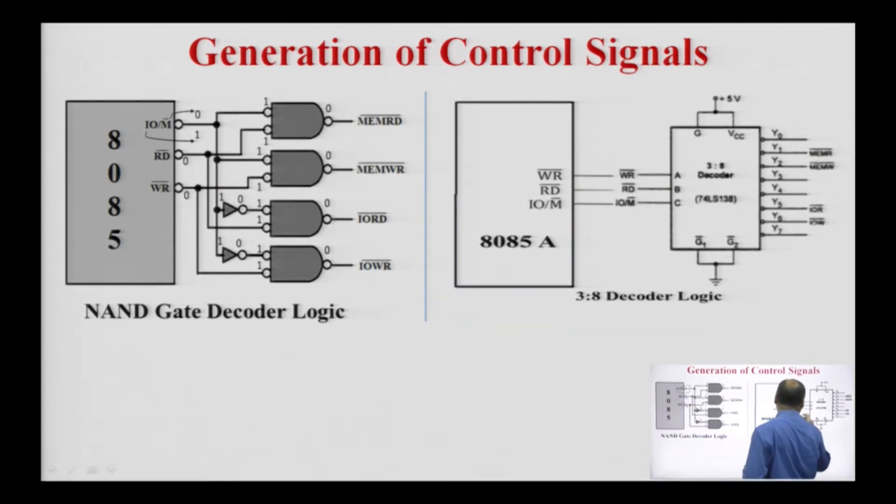Now, for the memory write control signal, the status on input output or memory is 0, read is 1 and write is 0. So, the combination is 0, 1, 0. Here the output Y2 is activated, and with the help of this the memory write control signal gets generated.